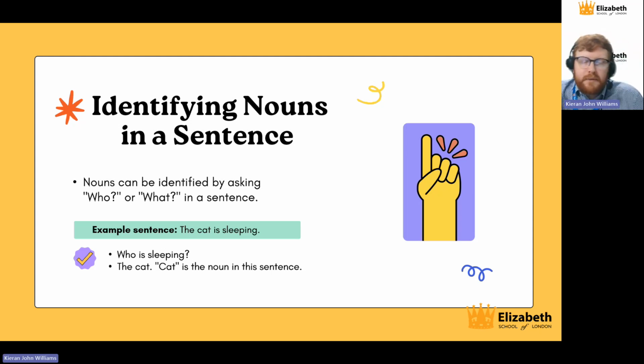Maybe we need to understand how we can actually identify the nouns in a sentence. This is actually a very simple task, because nouns are the things which describe the who or the what in a sentence. In the example sentence, we can see: the cat is sleeping. If we're asking who or what, then the answer is, of course, the cat. The cat is the noun in this sentence.